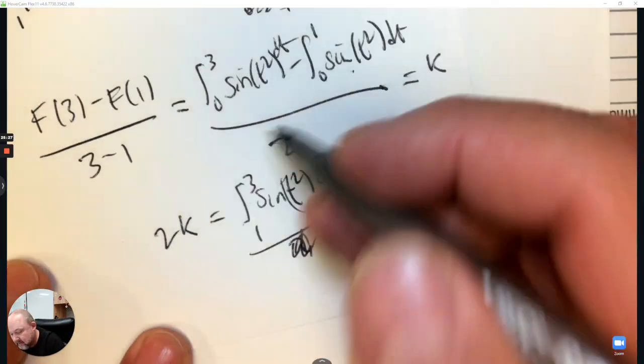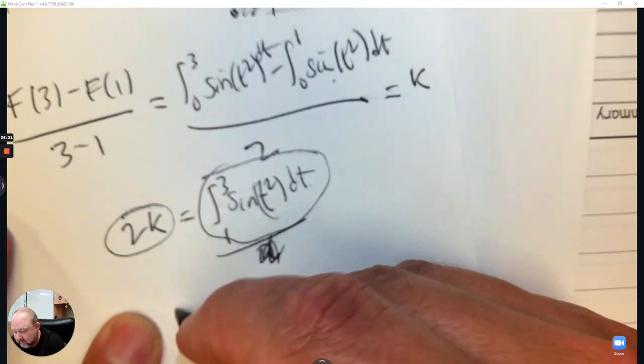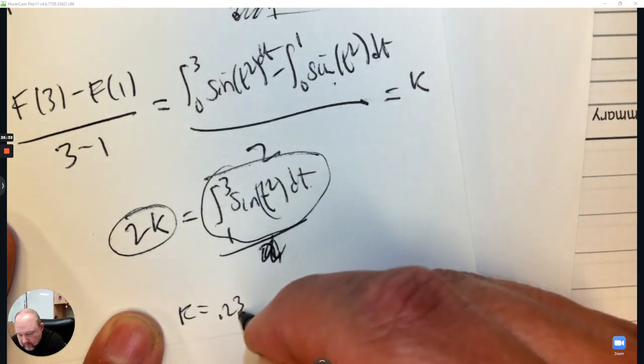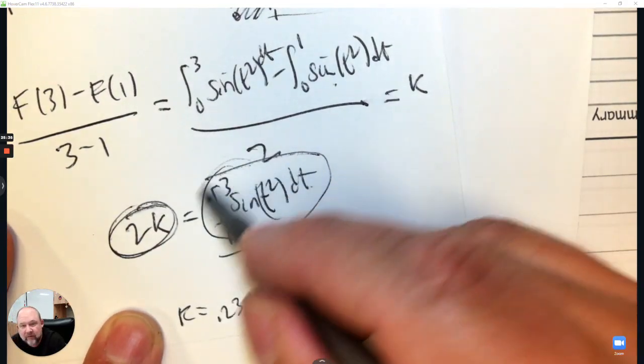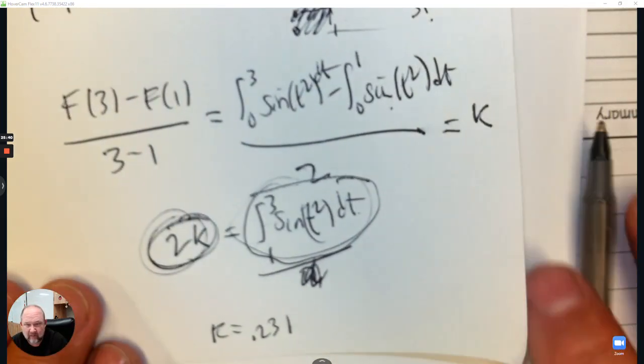Oh, they didn't even say that. They just said in terms of k. So this is just equal to 2k. And if you would have solved it, it would have been 0.231. But they were just asking this. What does this equal in terms of k? And the answer is 2k. Again, a little clumsy, a little awkward, but you did it.